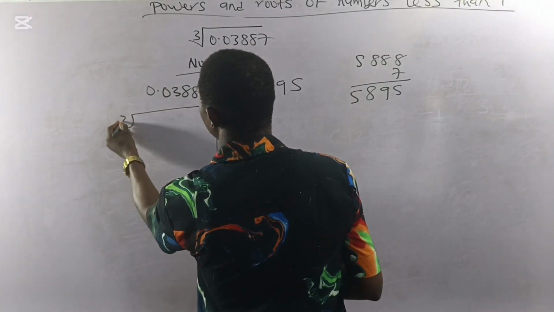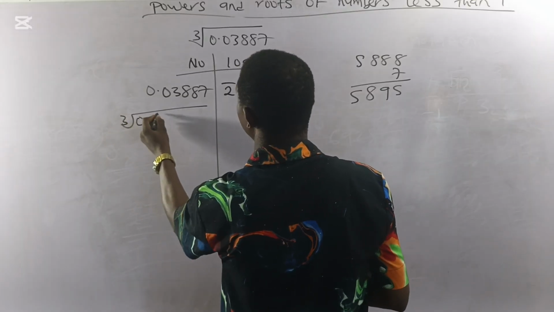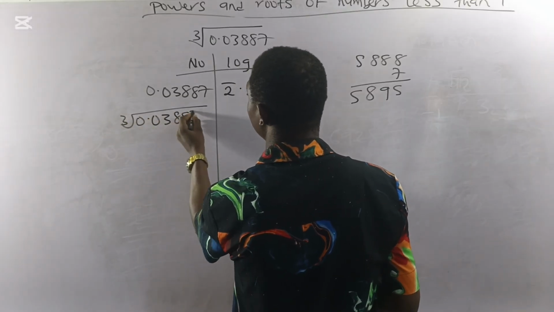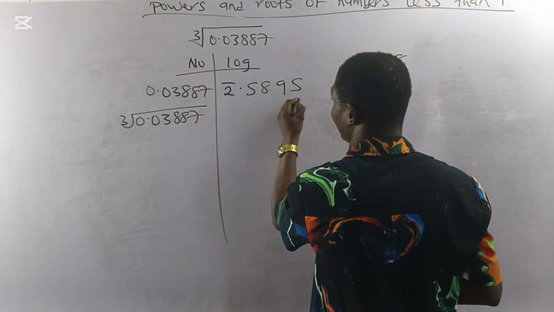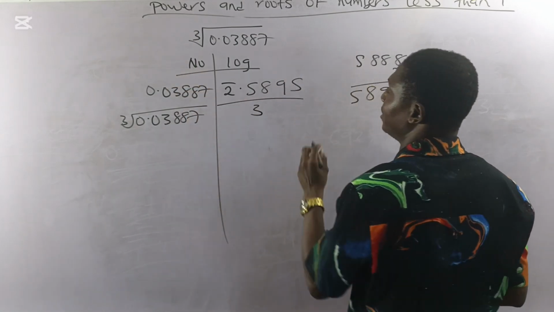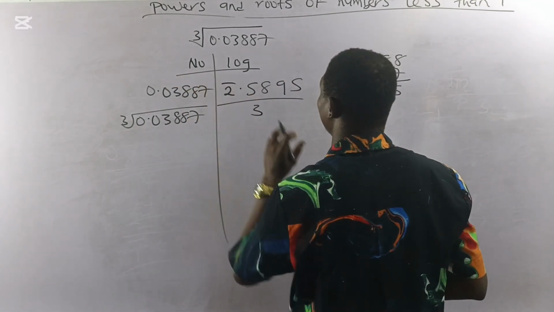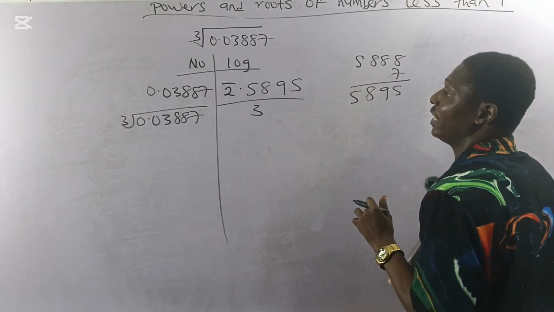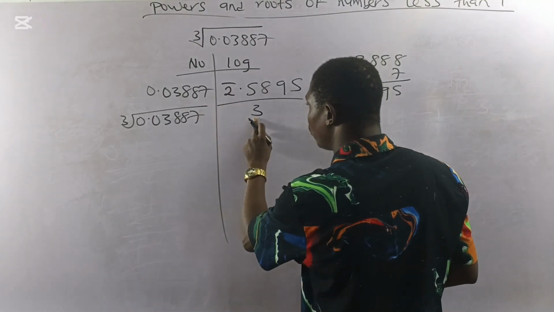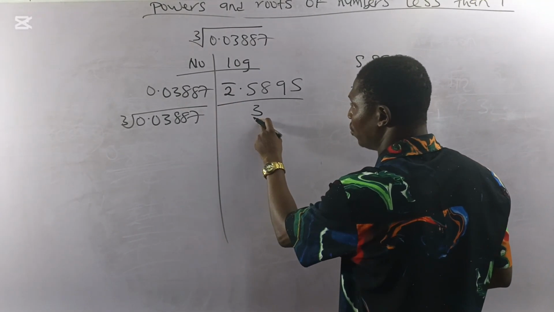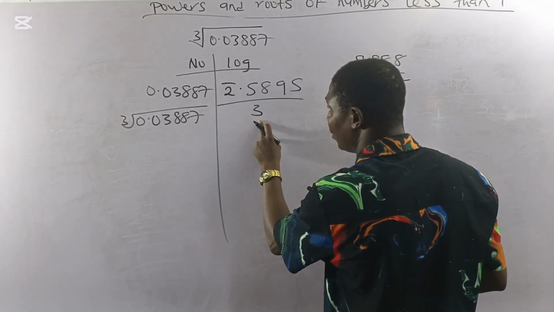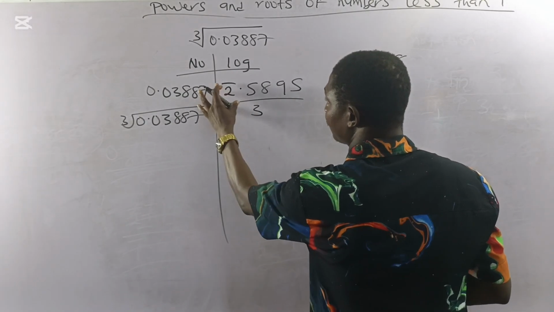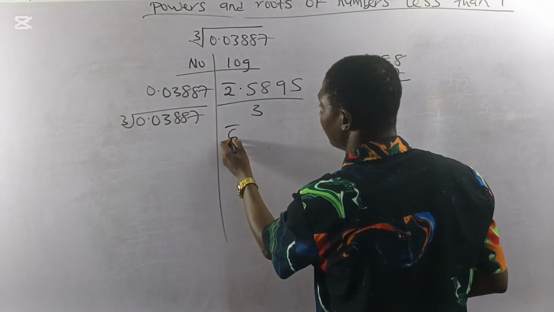But the question is the third root of 0.03887. So simply, third root is the same as raised to power 1 over 3. So I'll divide by 3. Now we use the bar notation like I taught you earlier. I'll look for a multiple of 3 higher than 3, which is bar 6.